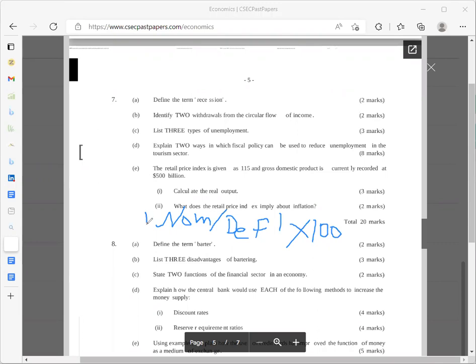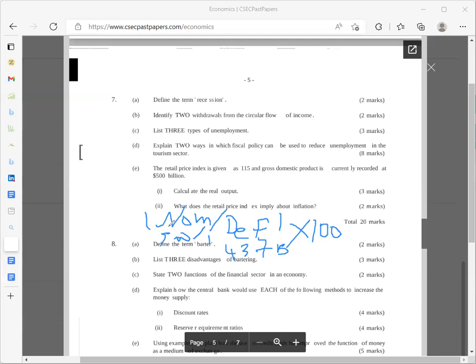What is the nominal output? 500 billion. So 500 divided by how much? 115. How much do we get? We get 0.4347. You times that by 100 now. So the real output by this logic is 435 billion. So this is how much the GDP is when we adjust for inflation, right? So I hope you all grasp what's going on there.